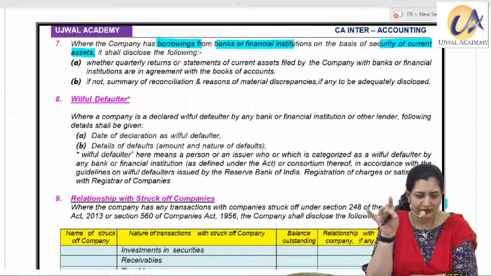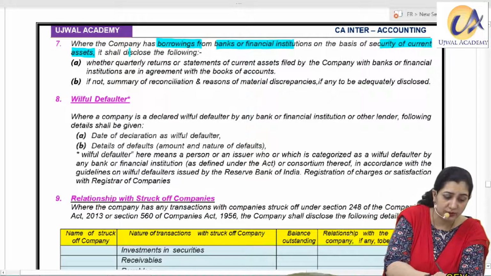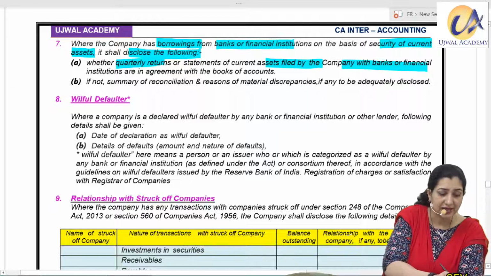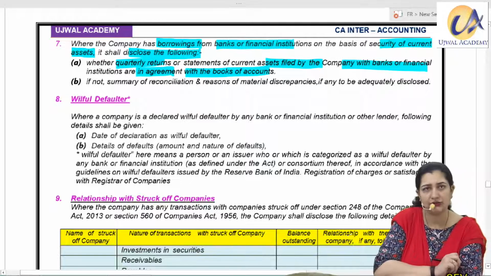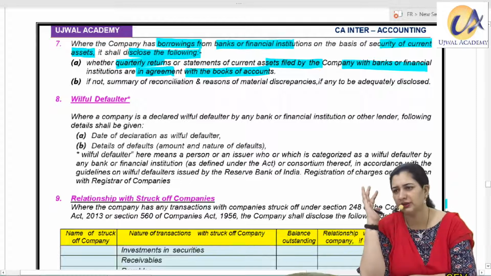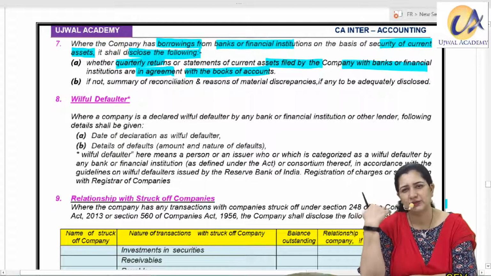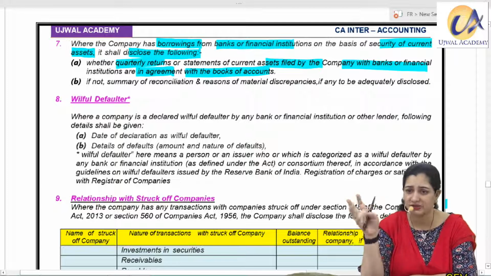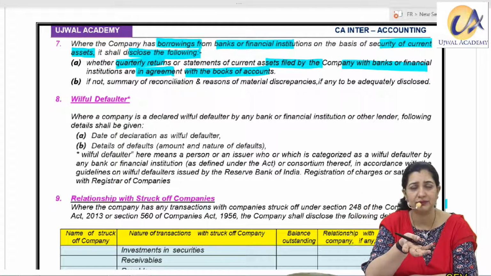So if they have taken this, we have to disclose whether quarterly returns have been filed by the company with banks, and are they in agreement with the books of accounts? Earlier it used to happen many times. They used to just send random figures, it's okay. But now it's very strict. Now your banks are strict, even companies have to be careful.